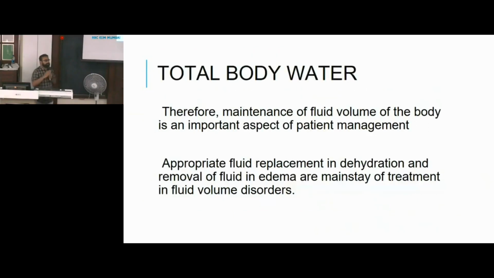Okay. So if the cytoplasm is made up of water, most of our cells, or the majority of the portion of the cells, are made up of water. So major part of our body is made up of water only. So basically a huge portion of our total body weight is water. This is the bottom line. Okay, so therefore maintenance of fluid volume of the body is an important aspect of patient management. Appropriate fluid replacement in dehydration and removal of fluid in edema are the mainstay of treatment in fluid volume disorder.